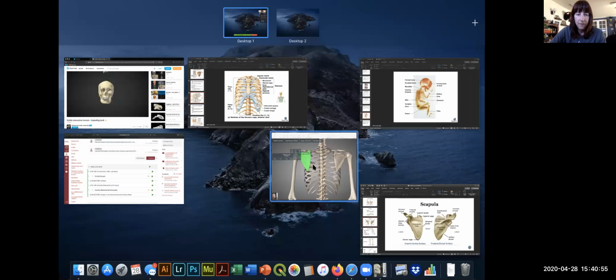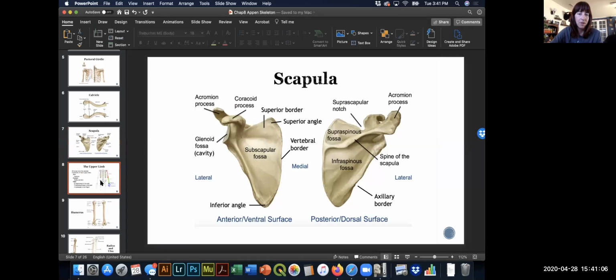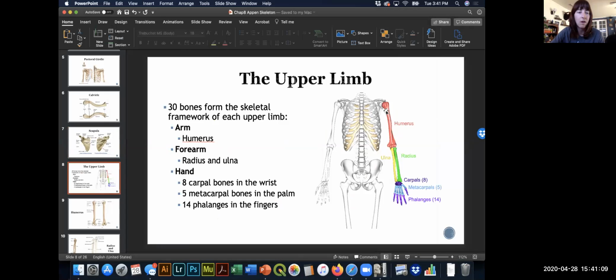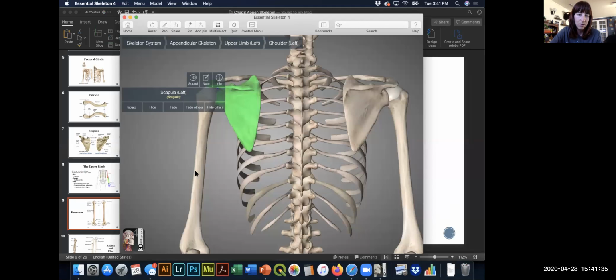Okay, so you've got your vertebral border, which is your medial border, and your axillary border, which is your lateral border. Okay. Moving on down to the upper limb. Shoulder bone's connected to the arm bone. The humerus has a head and an anatomical neck as well as a surgical neck. And in between those two necks, you have the greater and lesser tubercles. Okay, greater and lesser tubercles. Down the shaft or diaphysis, you've got the deltoid tuberosity and the radial groove. Let's see if we can see those.